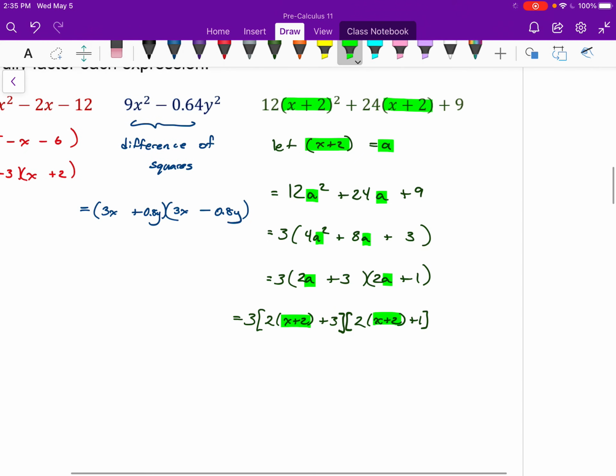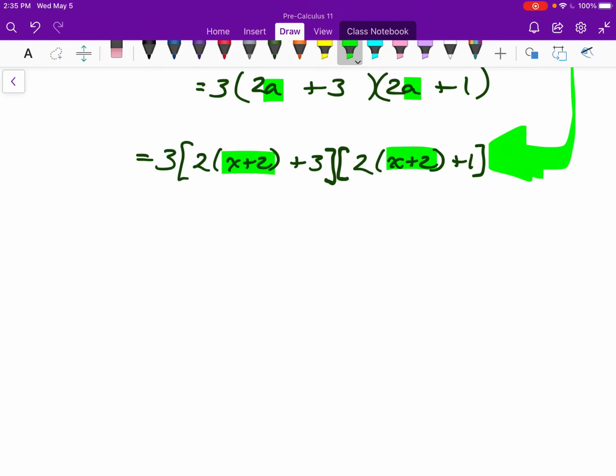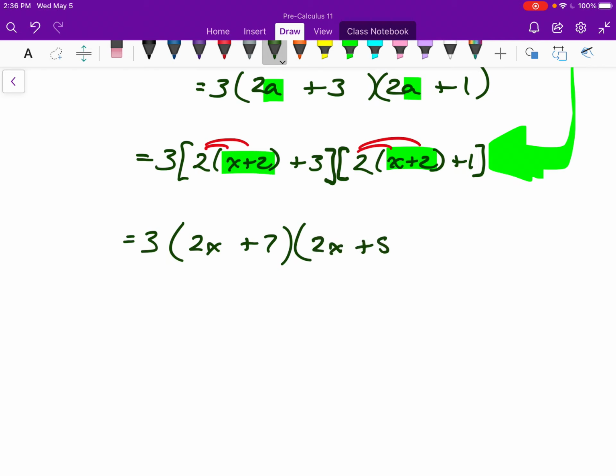So again, it's easy to lose sight of what we're doing. I took that a and I substituted x plus 2 back into it. And now I'm pretty much done. If I just look at this, if I distribute the 2 in each of these and collect like terms inside these square brackets, I have factored this fully. So for example, I'll have 3 times 2x, and when I distribute the 2 to the positive 2 and collect like terms, I'll eventually get a 7. So that's another one of my factors. Same thing for the next one. Distribute the 2, collect like terms, I should get 2x plus 5.